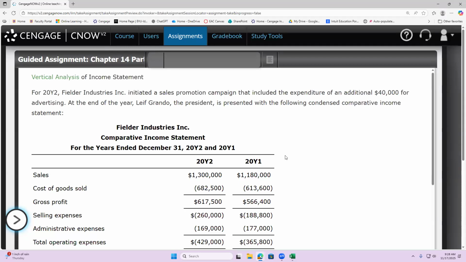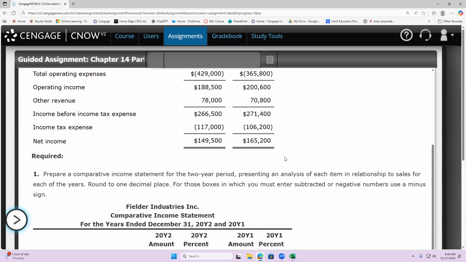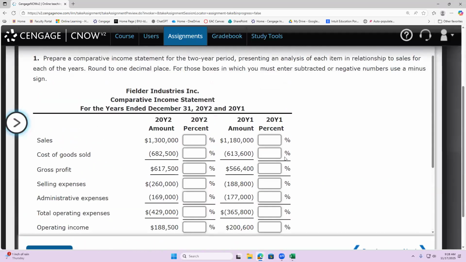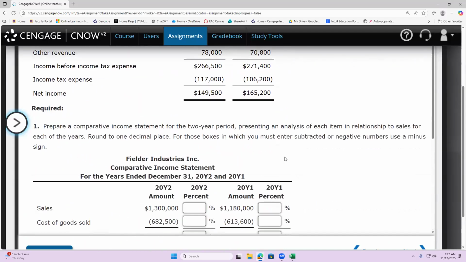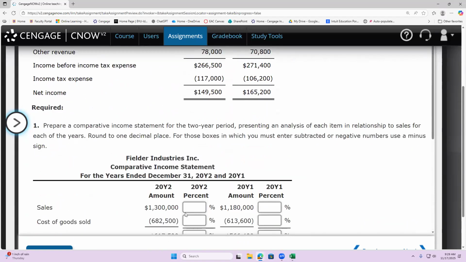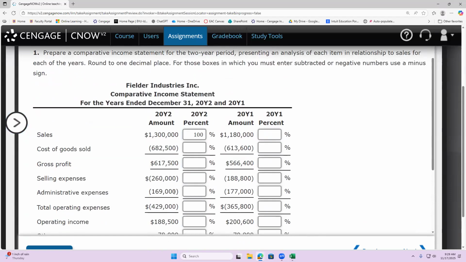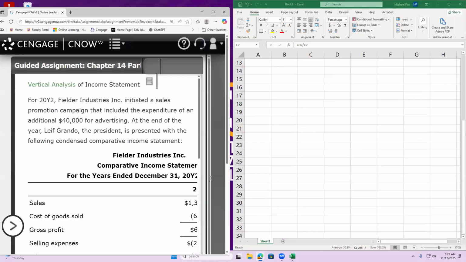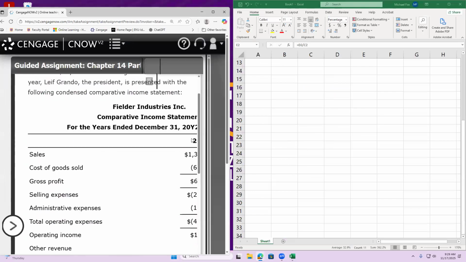All right. So here we have sales, all those things right next to each other. So now we have to do them as a percentage. Again, we could take our calculator, right? And we could just be like 1.3 million divided by 1.3 million is 100%. 682,500. Again, putting them in negatives makes it confusing and a little bit annoying. But I'm going to just go ahead and type them up in Excel. I think it's worth taking a second to do that.